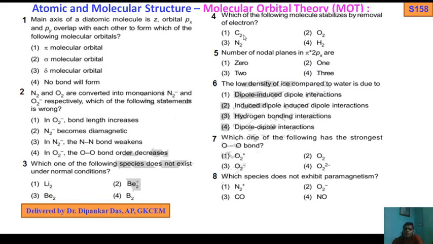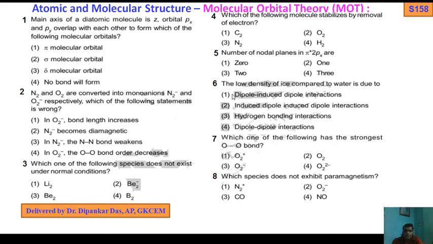Which of the following molecules loses electrons and gains stability? N2, H2, O2, C2. Next, the number of nodal planes in pi star 2px is 0, 1, 2, or 3. Pi star 2px. Did you know n minus L?